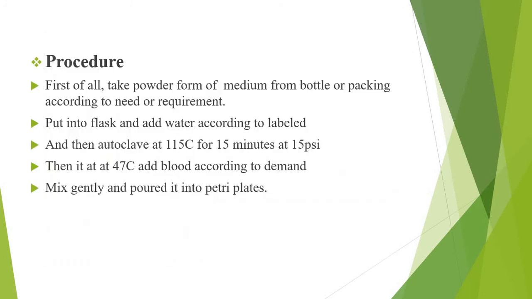Here you can see the procedure how to make the blood agar. First of all, take powder from the bottle of blood agar, or packing of the blood agar, and weigh according to requirement. For example, 28 grams per liter as written on the bottle. You will take 14 grams for 500 ml and put into a flask, and then add water, especially distilled water, and make the volume 500 ml.